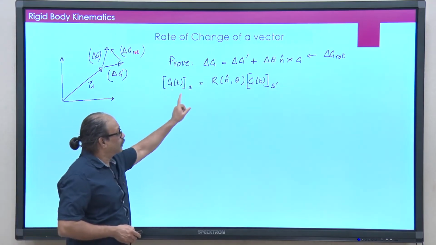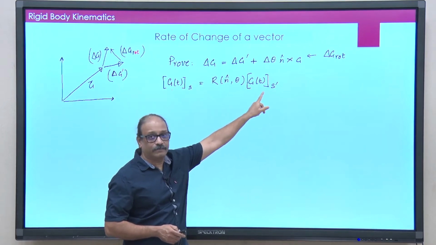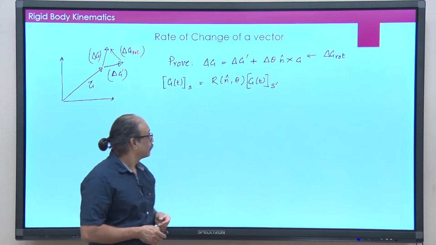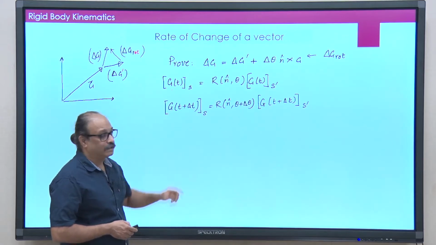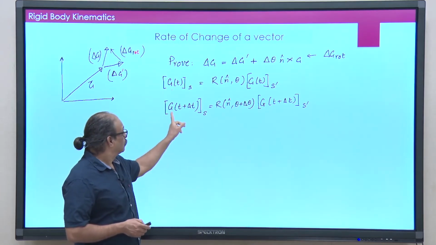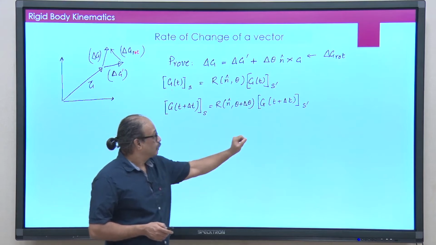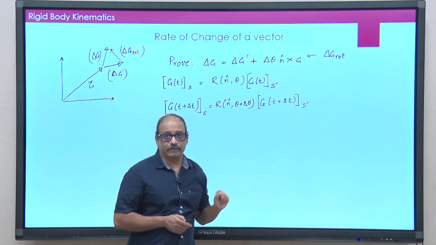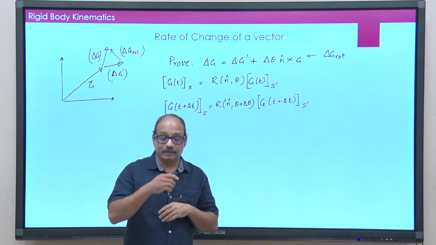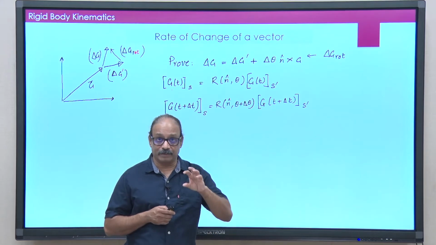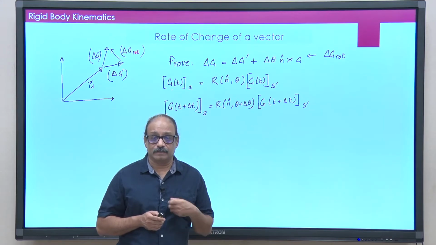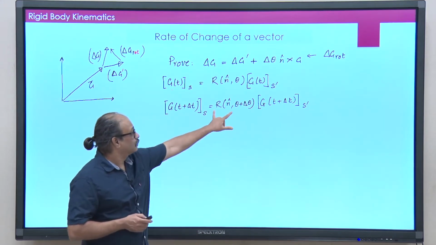Now, the same g vector will be seen by two different frames connected by the transformation matrix, the rotation matrix. Then what I want is, after some time, after delta time delta t, this g vector changes. So, the components seen by S prime also will change, but during that time the rotation matrix also changes. Remember, theta was omega t. So, after time delta t it will be omega t plus omega delta t. So, this one is also changing.